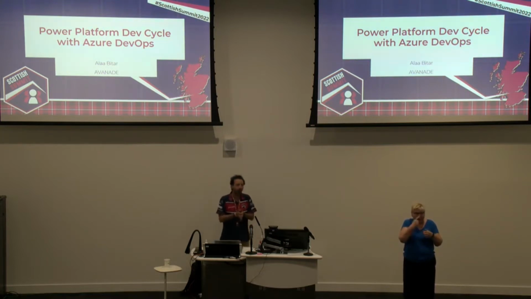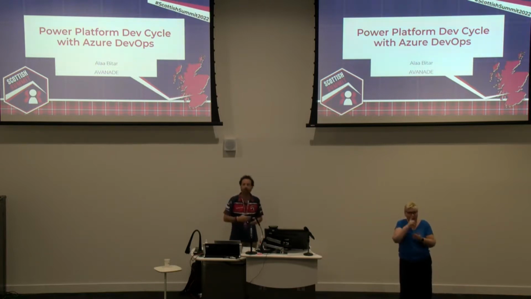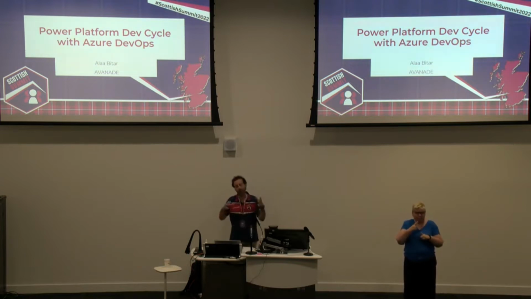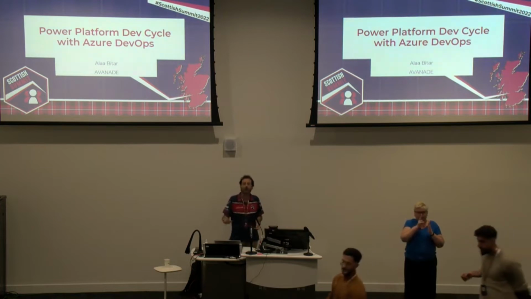But how can we really go from that user, let's say, app to an enterprise-ready app where we can really automate things in our solution? How can we bring it to the next level and be as close as possible to a regular development lifecycle?